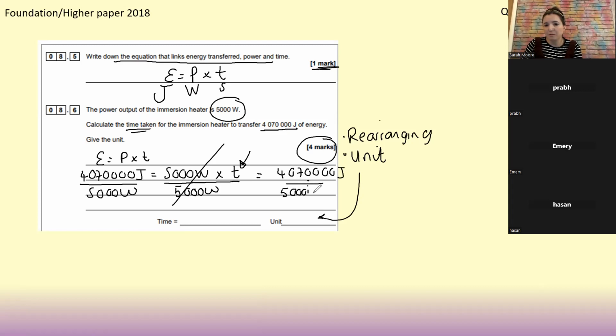5,000 watts. And that gives me an answer of 814, which I'm going to write on the timeline. And in physics, we measure time in seconds. So for 4 marks then, we have had to do some rearranging. That's going to count as one of our marks. We've had to give a unit as well, which in this case is seconds, and that would be a second mark, leaving 2 marks for the actual division.